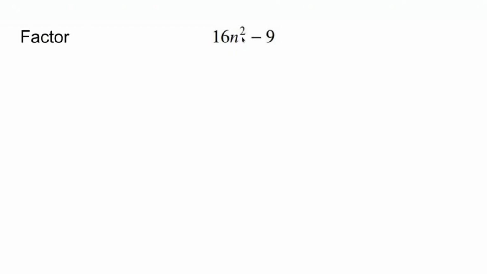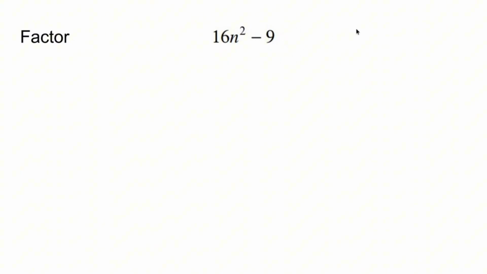Factor 16n squared minus 9. Now when you see factor, that could mean a few things. Sometimes you look for a greatest common factor and see if you can rip it out. Well, in this case, that's not what we have here. We can't pull out a common factor. What this is called is a difference of squares.